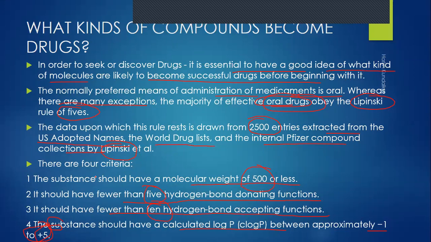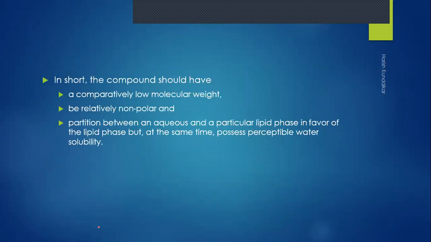So that is why they are called Lipinski's rule of 5. But how many rules are there? There are only 4 rules in Lipinski's rule of 5. Okay, please don't get confused with this. All right, so in short, for a compound to be orally active, it should have a comparatively low molecular weight. It should be relatively non-polar, with the partition between an aqueous and a lipid phase in favor of the lipid phase. But at the same time, it should possess perceptible water solubility.